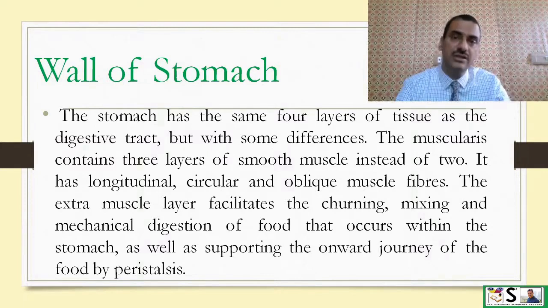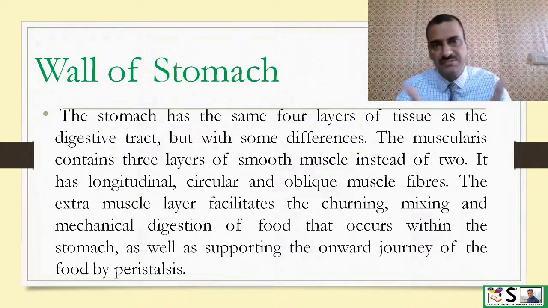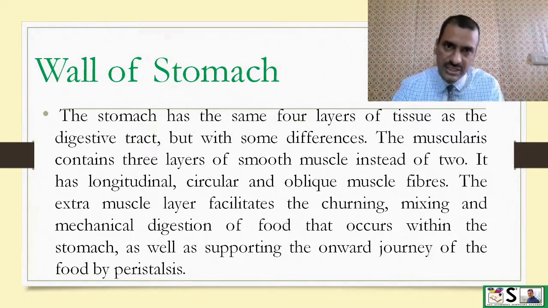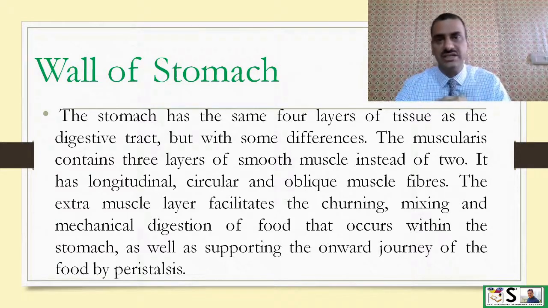Which is the additional layer? The oblique muscle fibers are additional. So it contains a longitudinal layer, circular layer, and oblique layer of muscle fibers. The extra layer of muscle facilitates churning, mixing, and mechanical digestion of food that occur within the stomach, as well as supporting the onward journey of food by peristalsis.